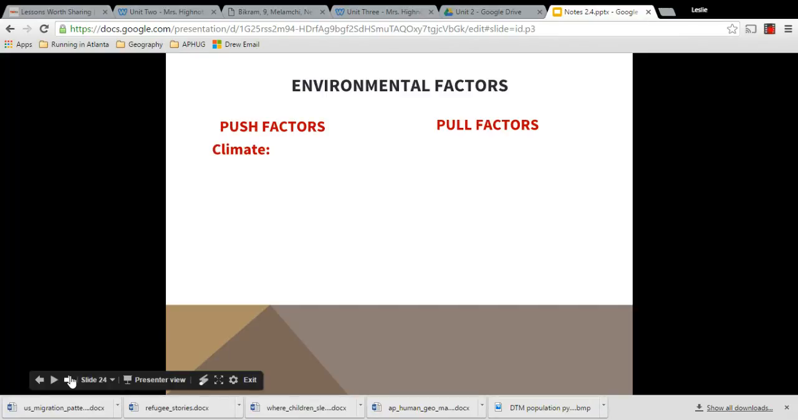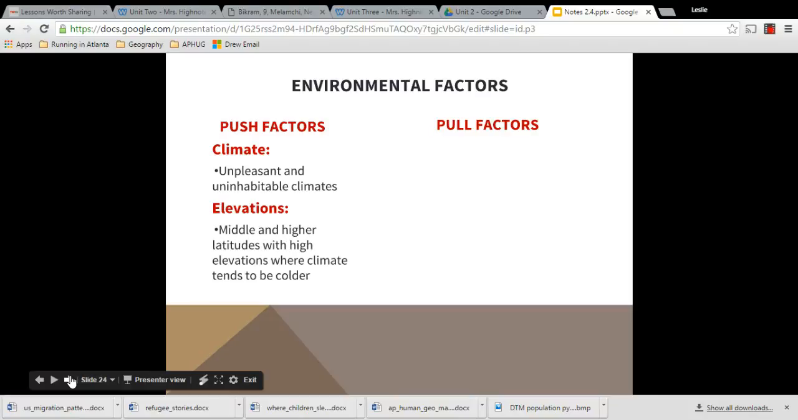A push factor, climate: unpleasant and uninhabitable climates. Elevations: middle and higher latitudes with high elevations, where climate tends to be colder, can push people away. Climate pull factors could be a preference for humid subtropics and mid-latitude climates. So basically, a push factor climate is going to be a climate that is intolerable, and a pull factor climate is going to be one that's fairly moderate and attracts people.